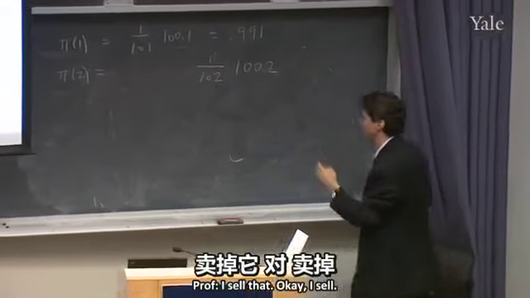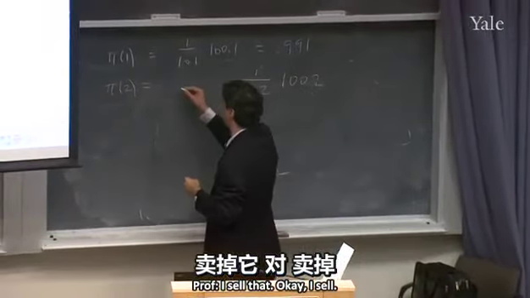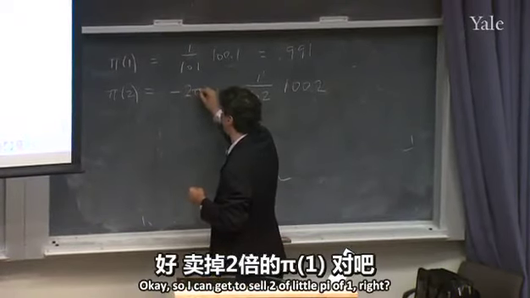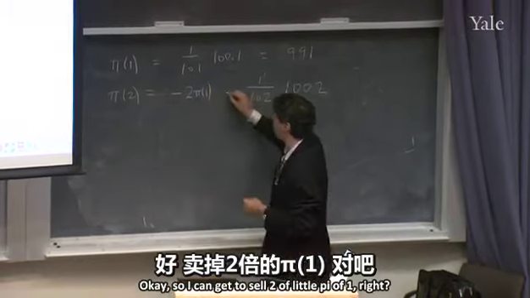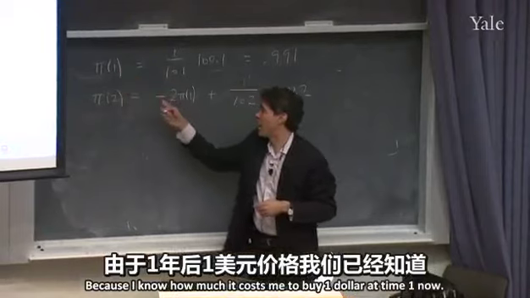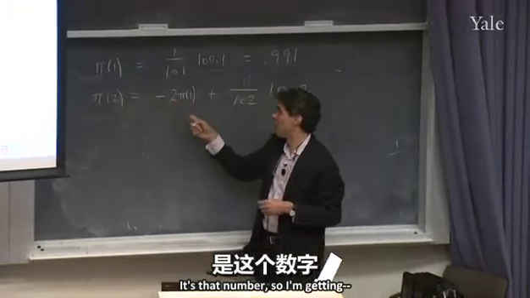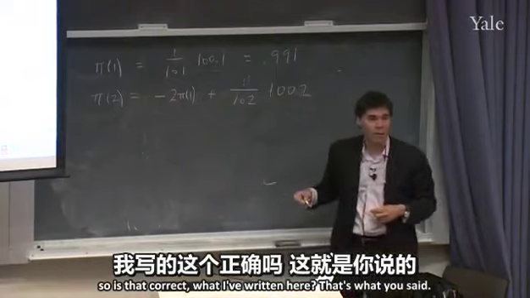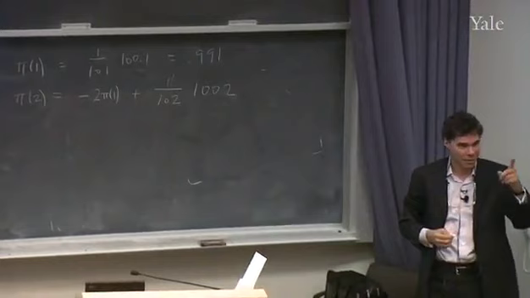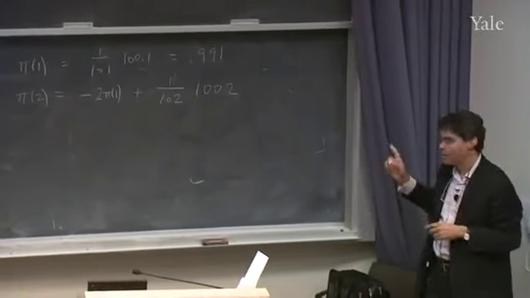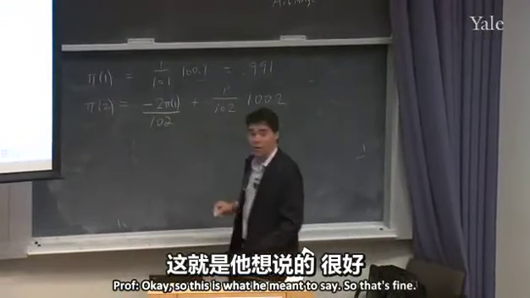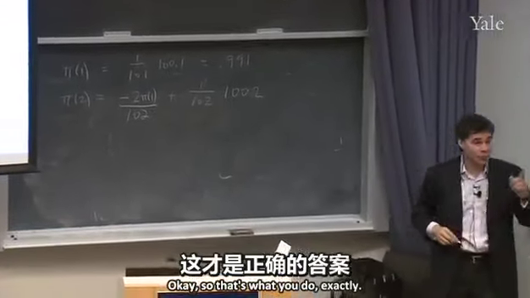I sell that, okay, so I can sell 2 of little pi of 1, because I know how much it costs me to buy $1 at time 1, it's that number. So is that correct, what I've written here? That's what you said. That's not quite right. You didn't actually buy $2. Okay, so this is what he meant to say. So that's fine. So that's what you do, exactly.